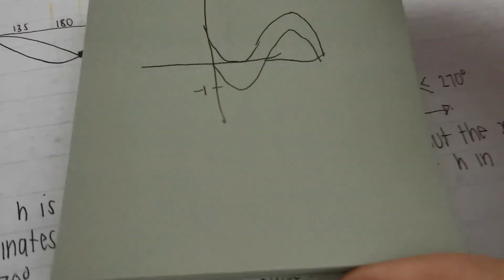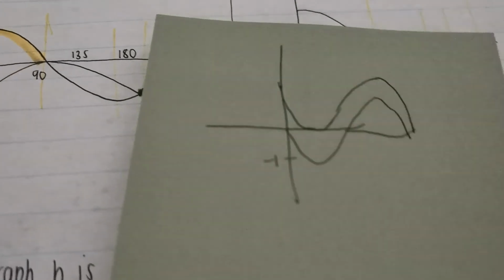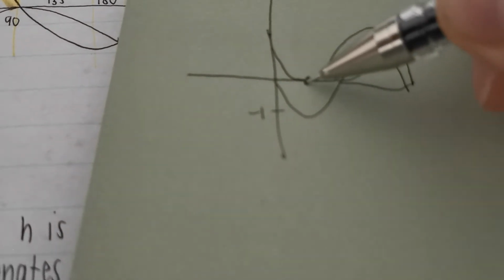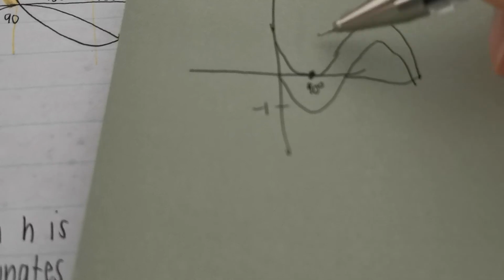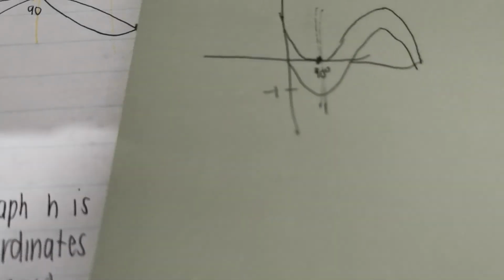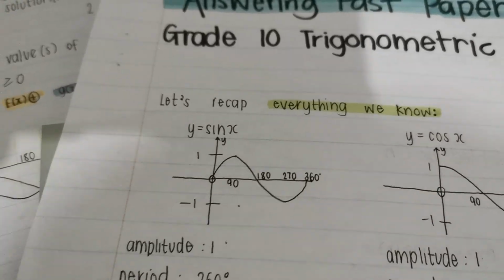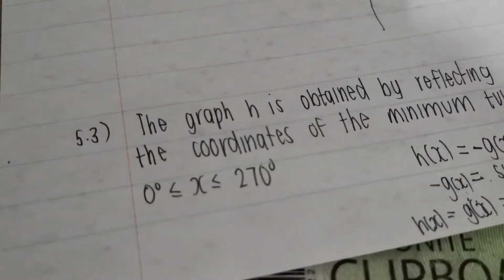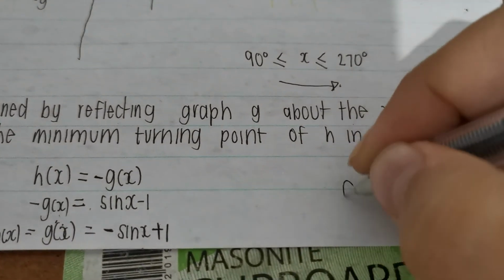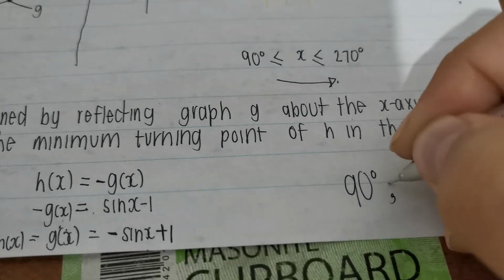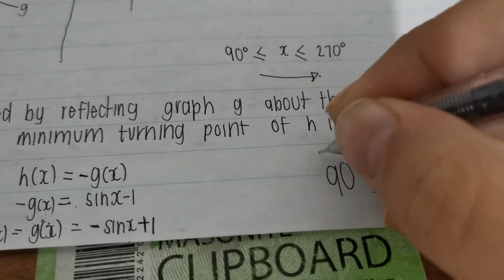Very poorly drawn graph because my paper seems to be moving. But the minimum turning point is still here at 90 degrees because all of our turning points are at 90 degrees. I just showed it to you over here. So the minimum one means the lower one. It's now at 90 degrees, and this coordinate for y is 0. So let's write down our answer. 90 degrees and 0. And that's it.